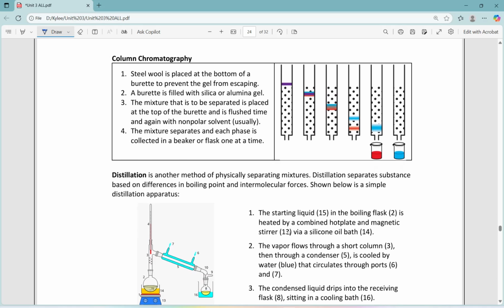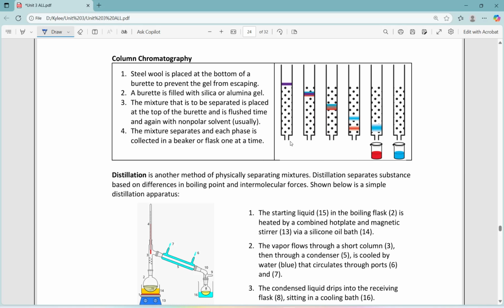Column chromatography is essentially very similar to the other separation techniques that we've used, except with TLC and paper chromatography, we're trying to figure out what is in the substance, not necessarily to separate them, because we're comparing it to a list of known values. With column chromatography, though, you can actually separate the substances.